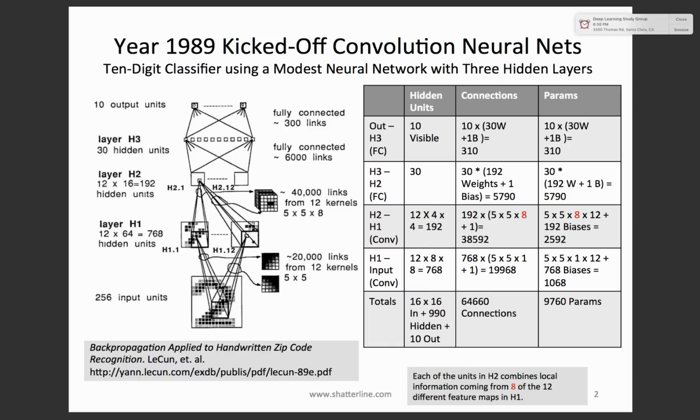Now we look at the connections between hidden layer H3 and hidden layer H2. The layer H3 has 30 hidden units and it is fully connected to H2. Finally, the output layer has 10 observable units and it is fully connected to H3 as well.